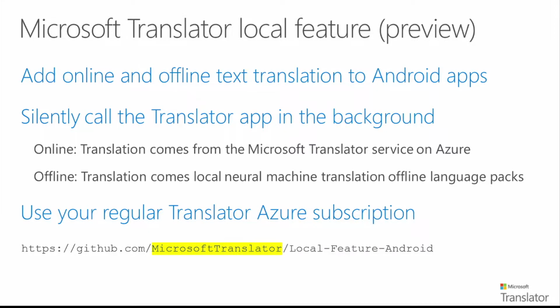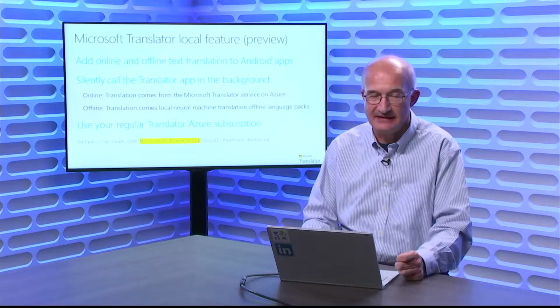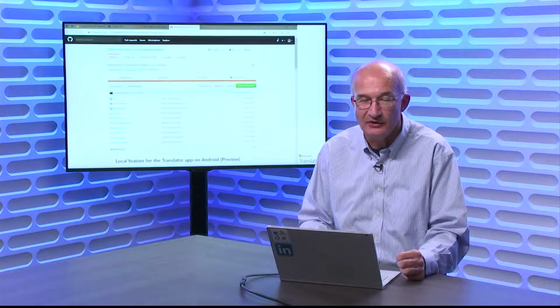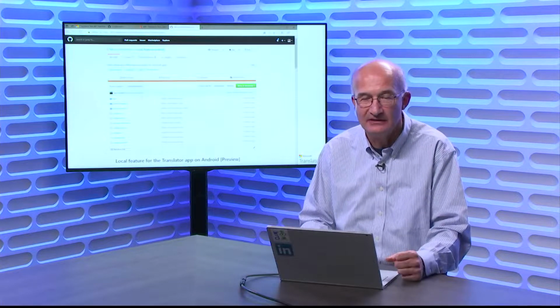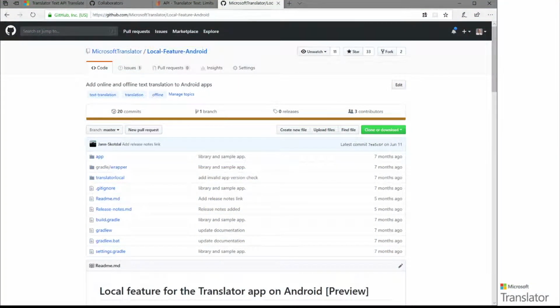It's all documented with sample code on GitHub. If you visit the Microsoft Translator section on GitHub, you find that under the local feature. Here's a view of it, what it looks like, with examples and the documentation of the functions that are offered.